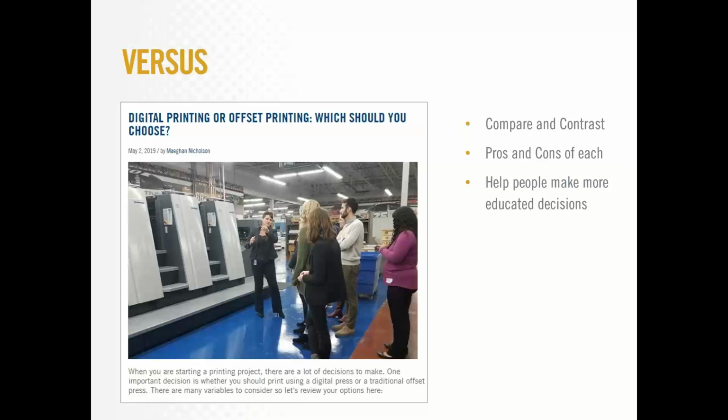Digital printing or offset printing? Which should you choose? And there's no right or wrong answer here. It depends on the size of your project and what you're trying to do. But this helps educate people on which process is right for them. So if you can help people make those decisions, an educated buyer is always better than an uneducated buyer. So can you think of 2 options in your business that people have to choose between and help them make that decision?